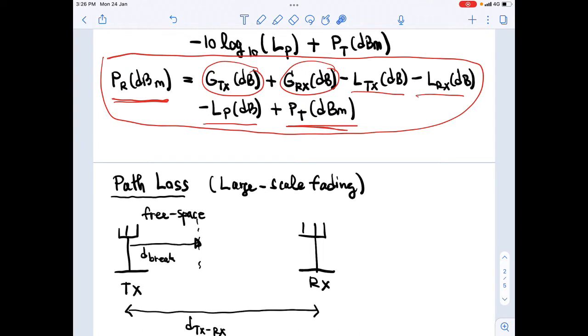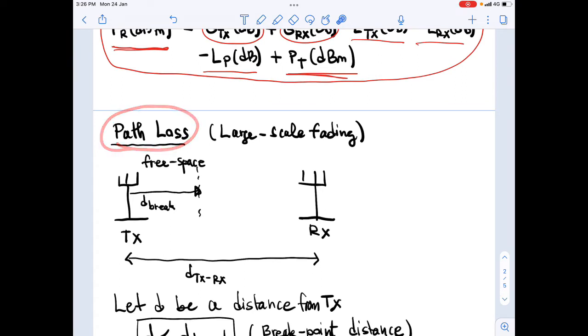Next, we will focus on this term, which is what we call path loss. This is the loss due to propagation. This is one kind of signal fading, which we call large scale fading. It's large scale fading because the distance needs to be in meters or bigger than the wavelength so that we'll see effects on this path loss. There is another kind of fading which we call small scale fading. In that case, even a small distance can induce signal loss. We'll talk about small scale fading later, but here we're going to focus on large scale fading.